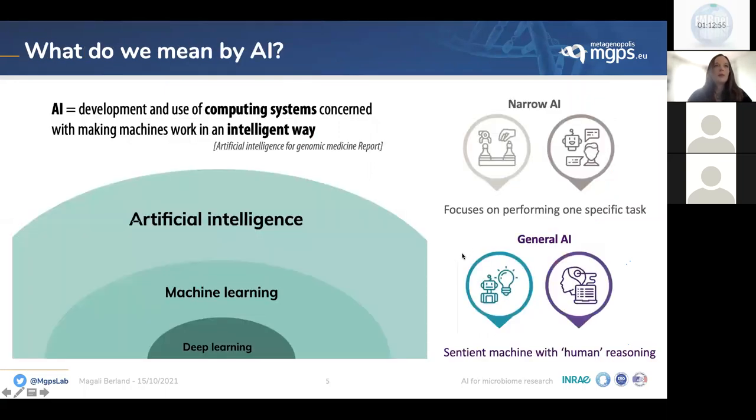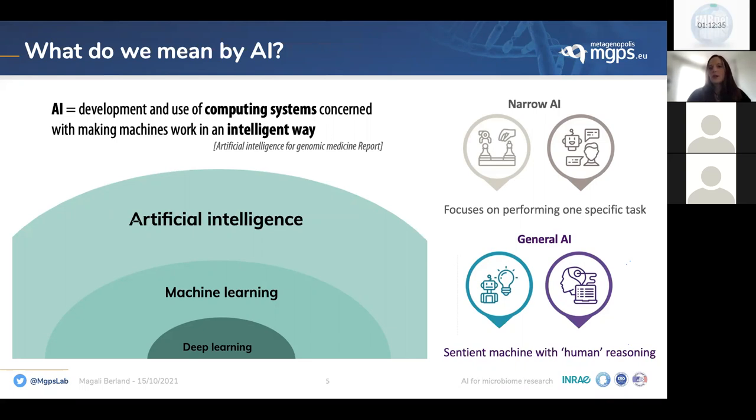But what do we mean by artificial intelligence? Artificial intelligence, according to this same report, is the development and use of computing systems concerned with making machines work in an intelligent way. So as you can see, it's a very broad definition.